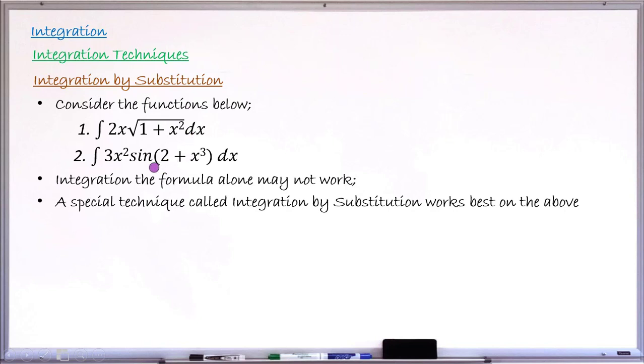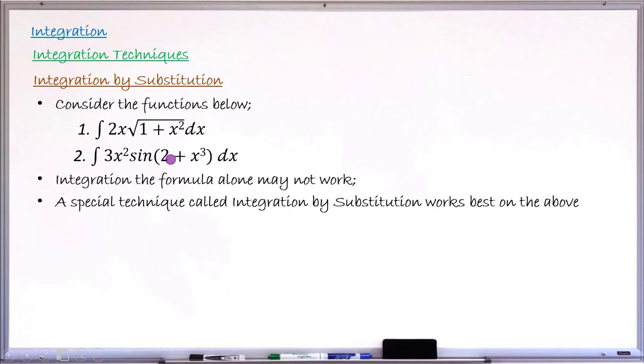Let me analyze the second one also. Looking at the second one, 3x squared can be one function, times sine of (2 plus x cubed), which is another function. And sine of (2 plus x cubed) is a function of a function, because what is in the bracket can be a function itself. So you now have sine of a function. You can see these two things happen: it's a product of two functions, and one of the functions is a function of a function.